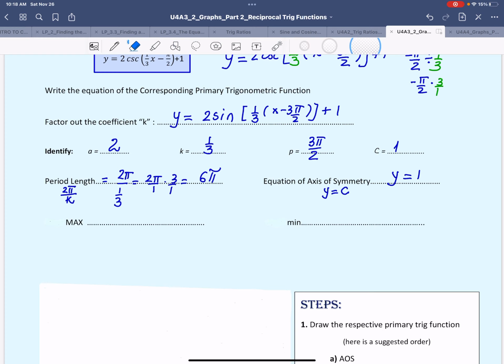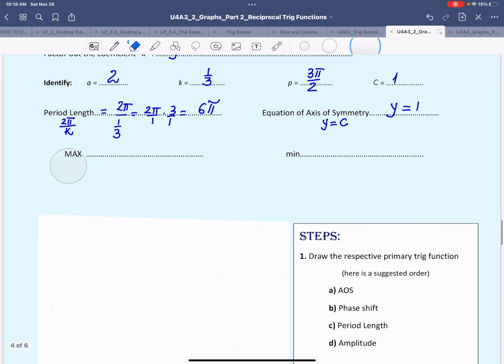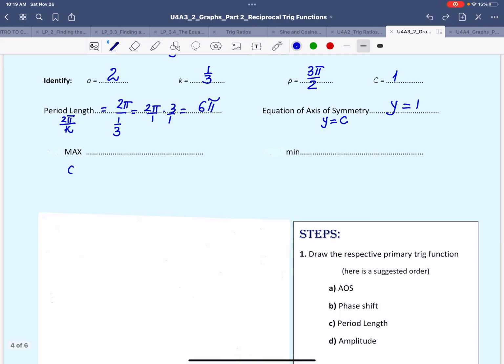The maximum value of the sine function is measured from the value of c, the axis of symmetry. So we start at the axis of symmetry and we go up by the amplitude. In our case, we have 1 plus the absolute value of 2, which means that the maximum will be 3. And the minimum is determined as, starting from the axis of symmetry, we go down by the amplitude, which means 1 minus the absolute value of 2, which is 1 minus 2, or negative 1.